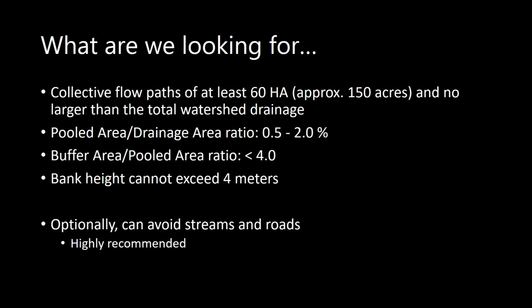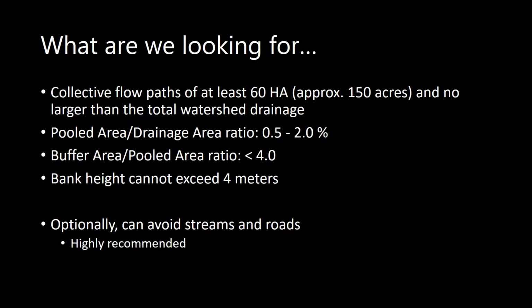The criteria that we use includes having a collective flow path of at least 60 hectares or approximately 150 acres. And it can't be any larger than the total watershed drainage, which makes a lot of sense. The pooled area and drainage area ratio must be between 0.5 to 2%. The buffered area to pooled area ratio has to be less than 4. And bank height cannot exceed 4 meters.